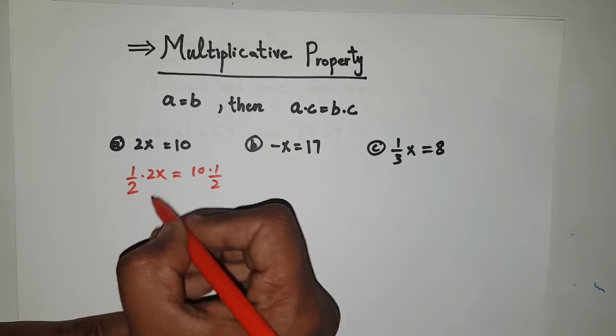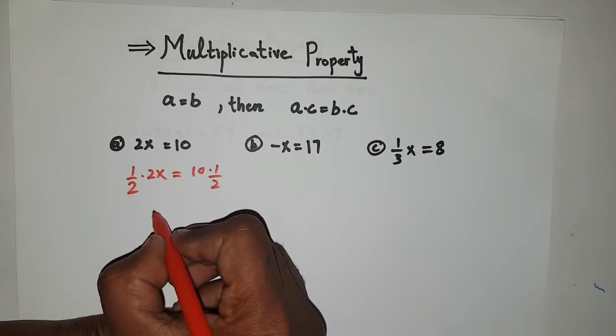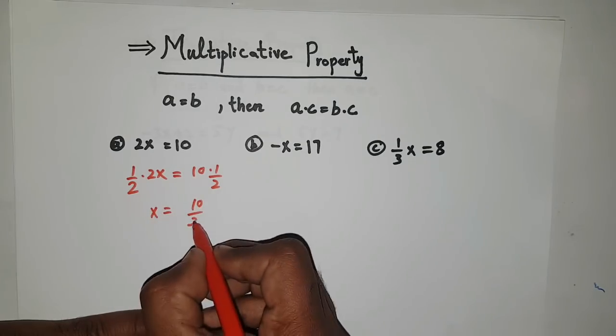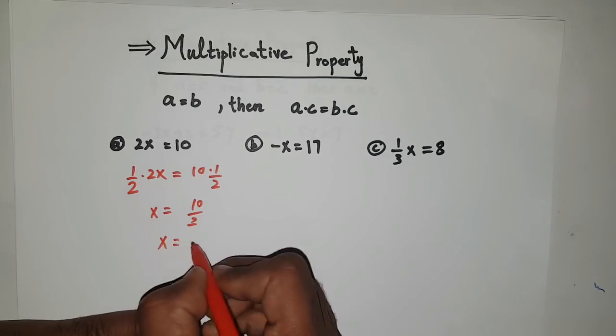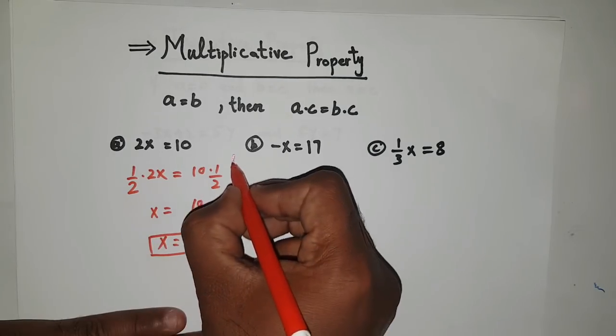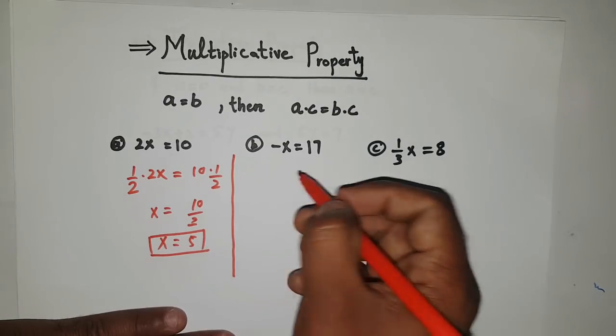So 1 by 2 and 2 are reciprocals, so these will cancel out, and x is equal to 10 by 2, which is equal to 5. This is our solution.